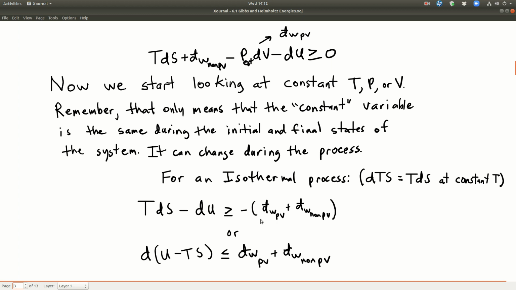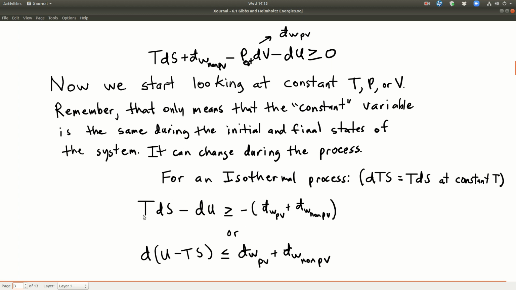So let's first look at an isothermal process. The temperature is held constant, because at constant temperature, d(TS) equals TdS. T is constant, so it can be pulled out of the differential. And we write this from up here, TdS minus dU is greater than or equal to, we'll bring this stuff to the other side, where this is the PV work in this term, negative that is. So we get negative d̄w PV plus d̄w non-PV over here.